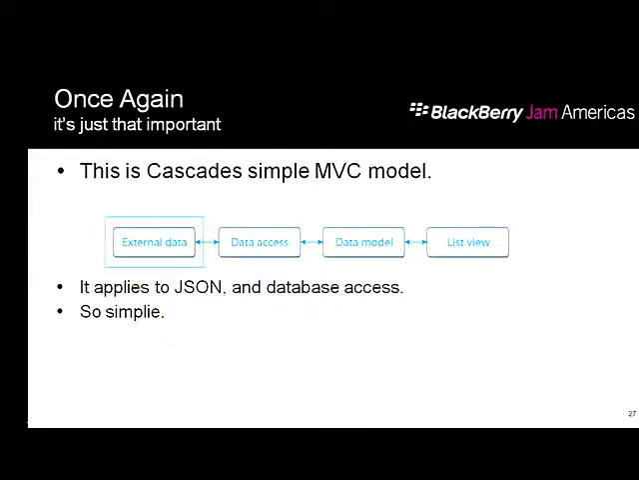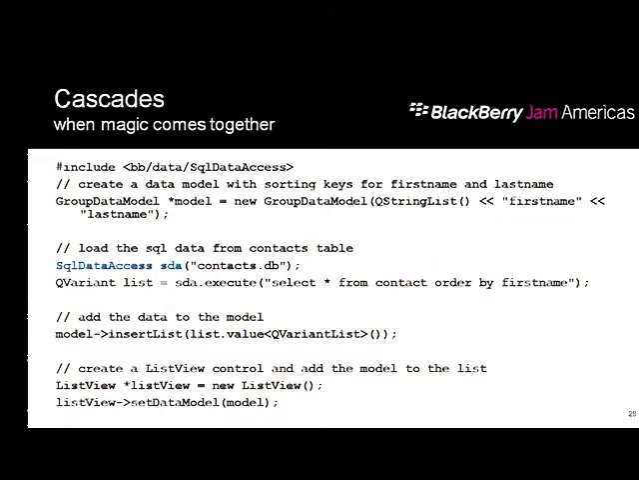Once again, it's the MVC model, right? So we've got external data, a data model, data access, data model, list view. It applies to JSON database access. In Cascades here, you've got SQL data access. This is a prime example of how you'd use an SQL data access piece. If you take a look, there's no Q in front of that S for SQL data access. That gives us an idea.